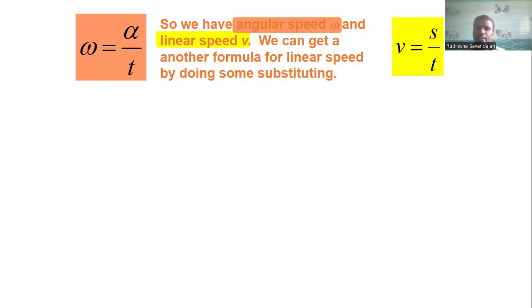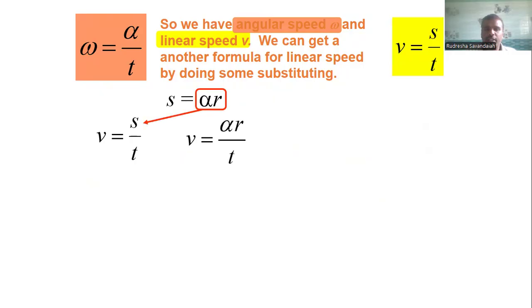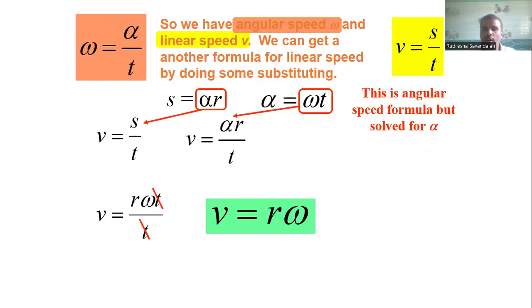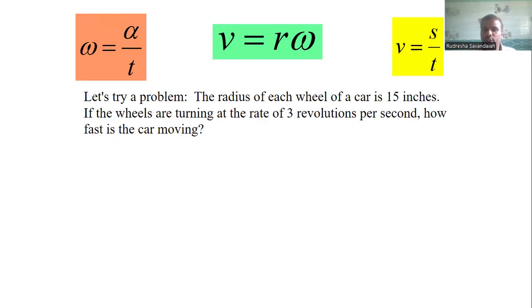We can get another formula for linear speed by doing some substituting. See here, s is equal to alpha into r. v is s by t, so v is equal to alpha times r by t. Alpha is equal to omega times t. This is the angular speed formula, but solved for alpha. So v is equal to omega r, t gets cancelled. That linear speed is equal to r into omega.